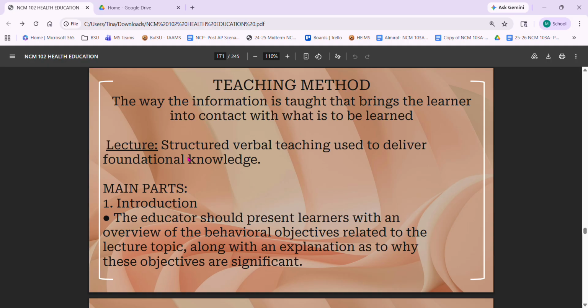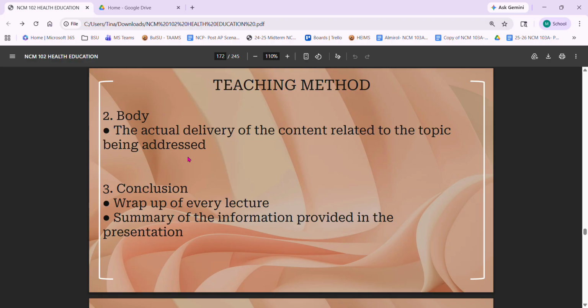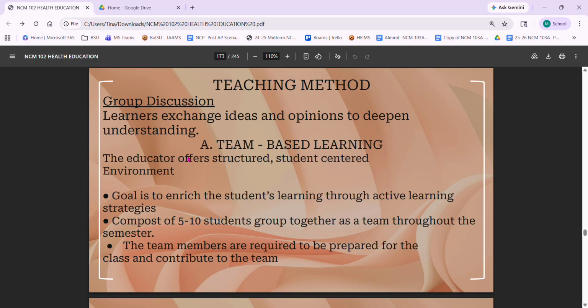Okay? So, sa lecture, meron kang main parts. You have the introduction. So, pag sa introduction, you should present the learner with an overview of the behavioral objective, okay, related sa lecture topic, alongside with the explanation as to why, bakit yun yung objective natin. Okay? Next is the body of the lecture, the actual delivery of the content related to the topic na i-address mo. And conclusion, so yung wrap up. You wrap up every lecture. So, you summarize ka ng information provided in that presentation.